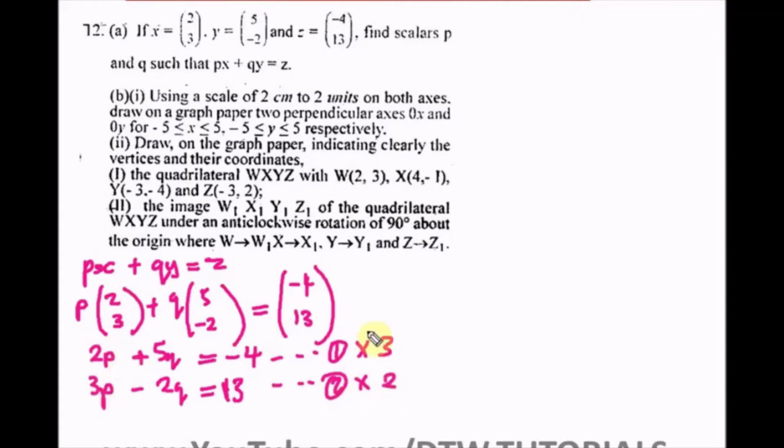So in multiplying, what are we going to get? We're going to get 3 times 2p, which is 6p, plus 3 times 5q, which is 15q, equal to 3 times -4, which is -12. And 2 times 3p gives us 6p, and 2 times -2q gives us -4q, equal to 2 times 13, which is 26. So from here we have equation 3 and equation 4. All right, so we can easily cancel out p.